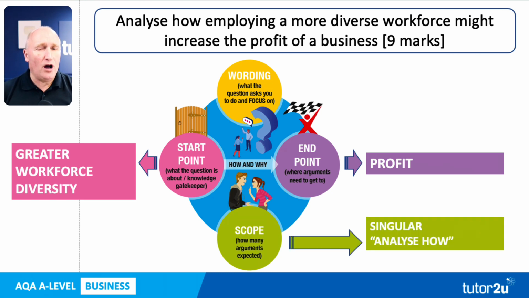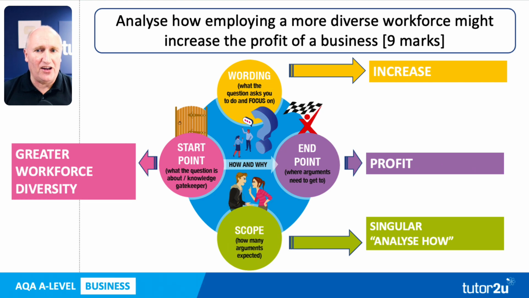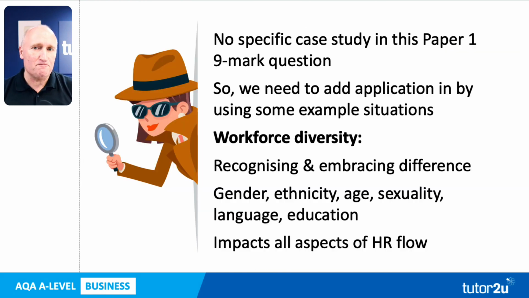I reckon one argument would be enough for this because it says analyse how. It doesn't say analyse the ways in which. So I think 1 point would be enough, but we need to make sure we focus on how greater workforce diversity might increase the profit of a business, not decrease. Very important that we focus on that word to make sure the examiner's happy with our response.